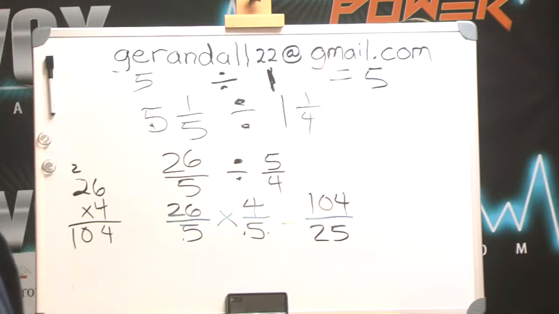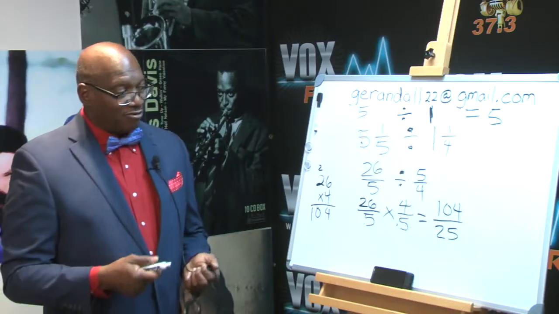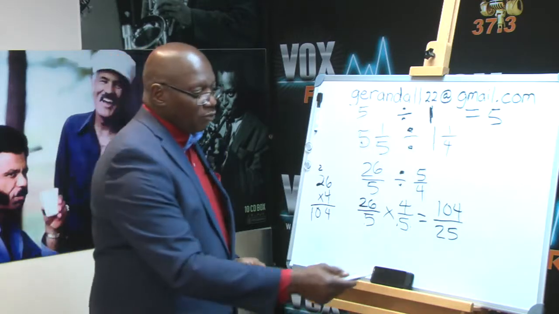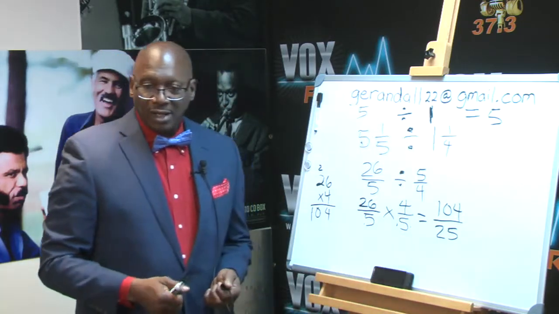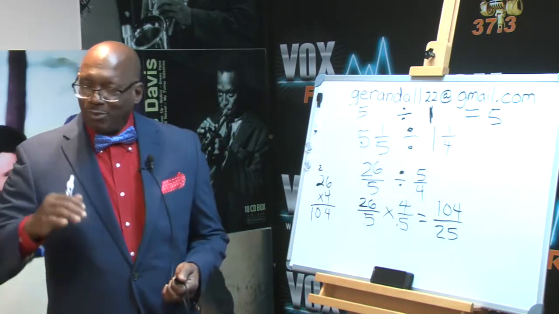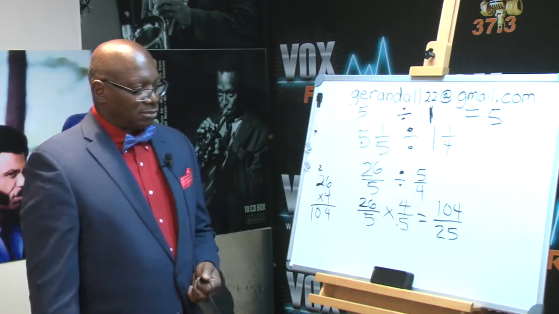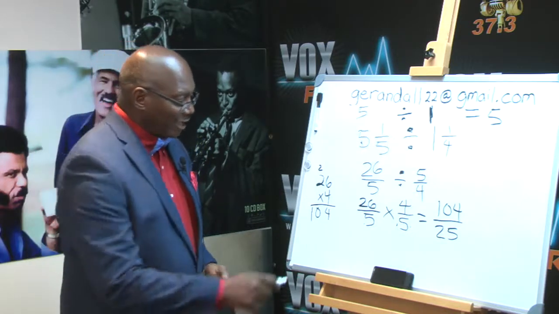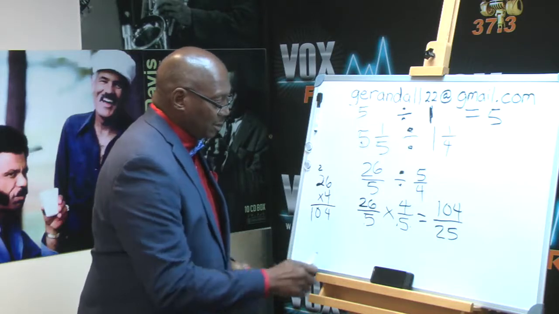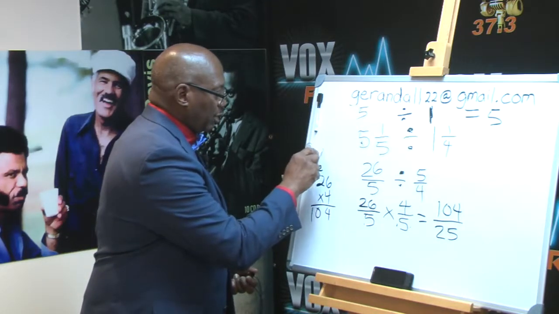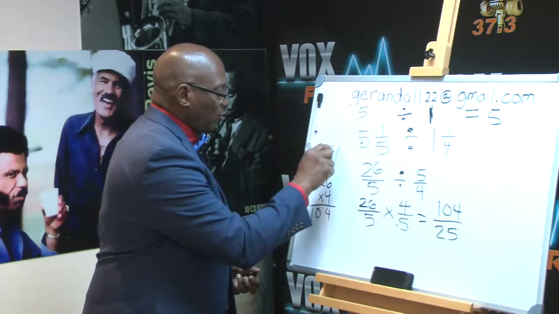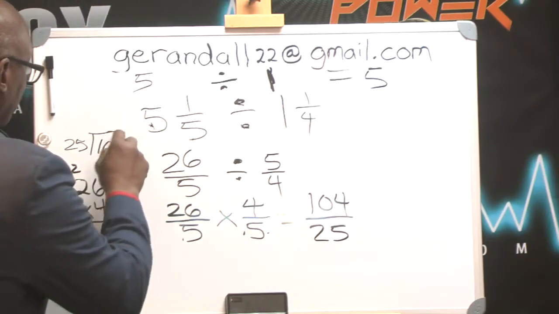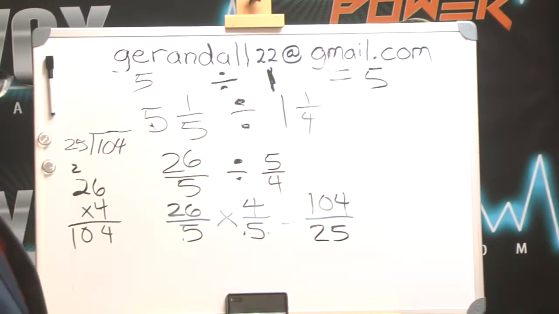104 can represent $1.04, and the 25 can represent 25 cents. Without going and writing 25 in the 104 again, we're going to write it anyway. But real quick, how many quarters can you get out of $1?